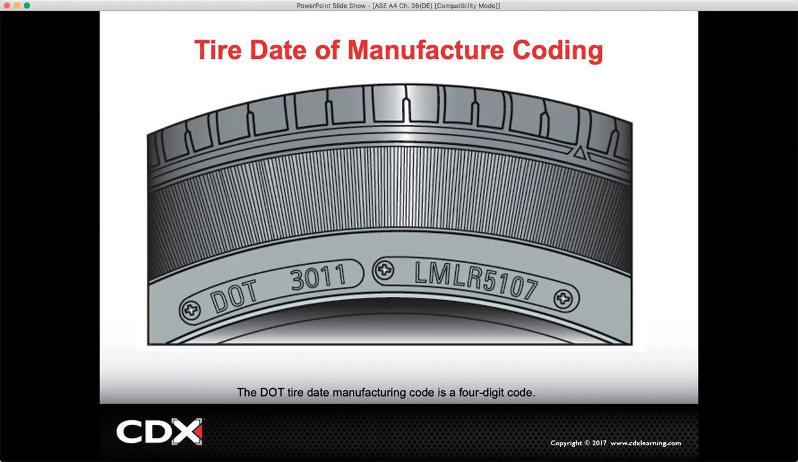As part of DOT regulations, a tire manufacturer date code must be stamped on the sidewall of every tire. A 3 or 4-digit code denotes when the tire was manufactured. Never use tires more than 6 years old. Normally, that's kind of like the rule of thumb.